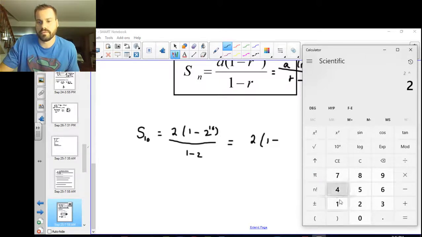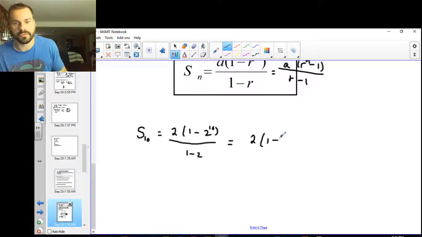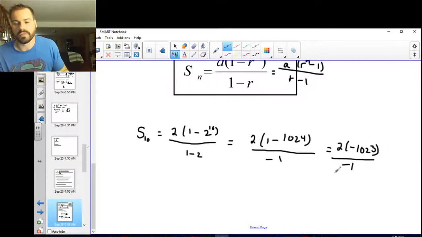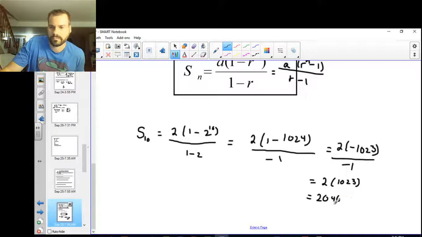2 raised to the 10th power is 1,024. So we go 1 minus 1,024. And then on the bottom, 1 minus 2 is minus 1. So then I get 2 times minus 1,023 divided by minus 1. So that gives me 2 times 1,023 because those minuses cancel. And that's 2,046.